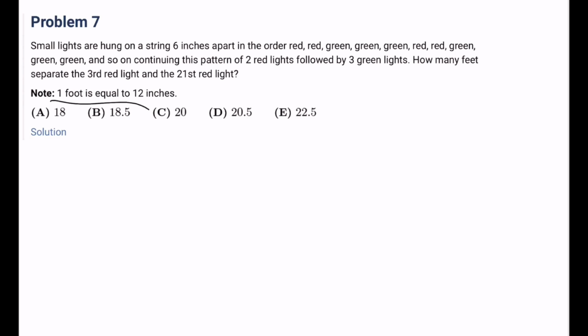And 1 foot is equal to 12 inches. This is the pattern, right? So let's say that's one cycle. One cycle, that's going to be 6 times 5 lights. So it's 6 times 5, which is 30 inches. Converting that to feet, this is just equal to 2.5 feet.